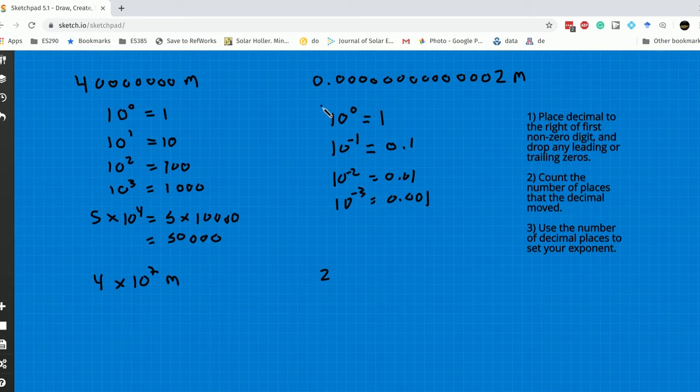Now we can count the number of places that we moved the decimal. In this case, we moved it 1, 2, 3, 4, 5, 6, 7, 8, 9, 10, 11, 12, 13, 14 places in order to get the decimal in its new position. And once again, we can use this count to set our exponent on our factor of 10. Only in this case, because we moved the decimal in the other direction to write this number in scientific notation, we're going to write a negative exponent. So we have 2 times 10 to the negative 14th meters. That's the width of an electron.